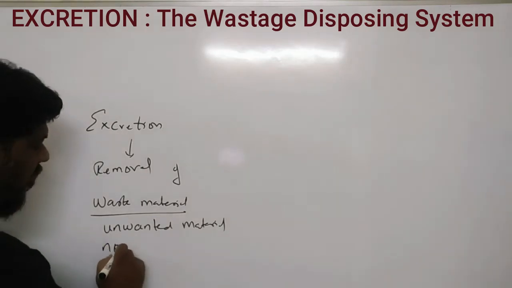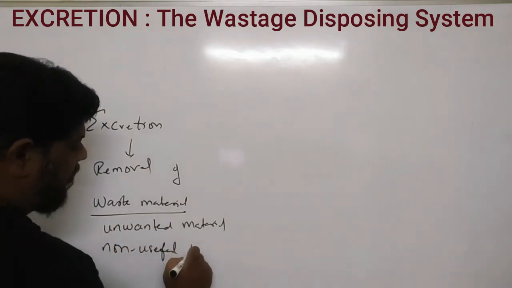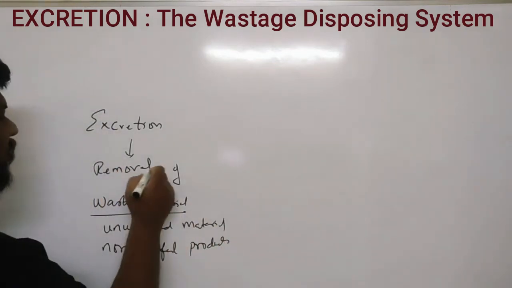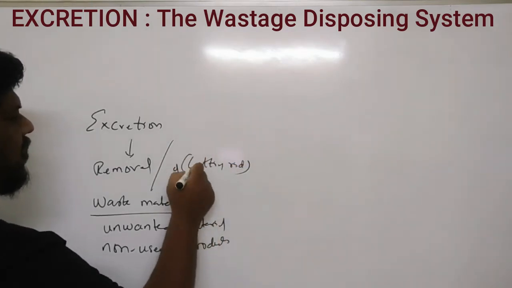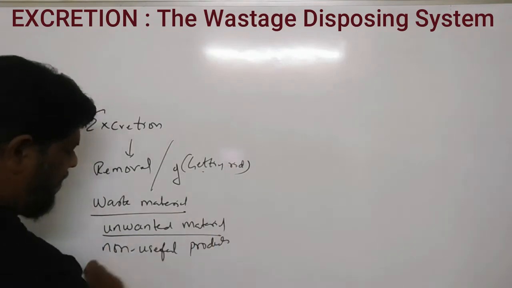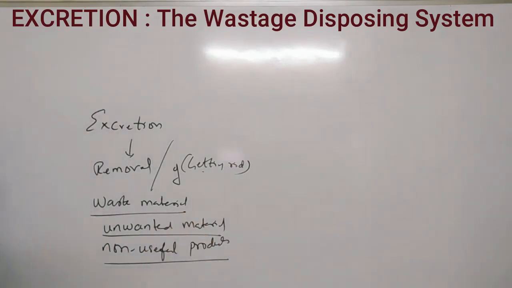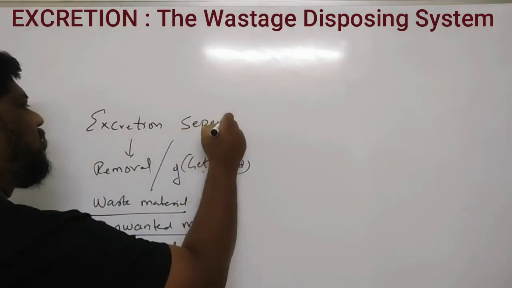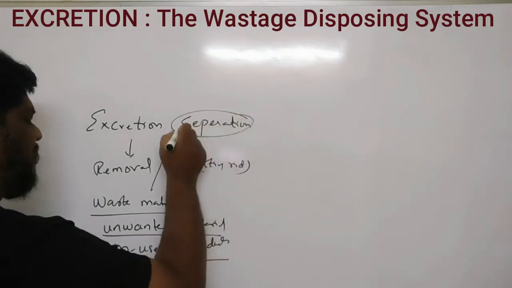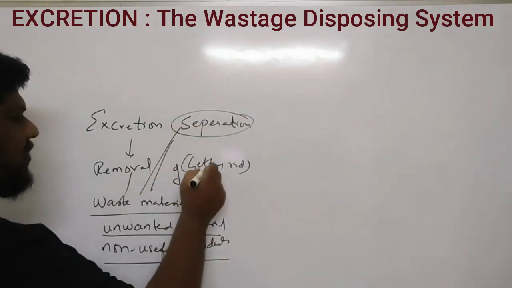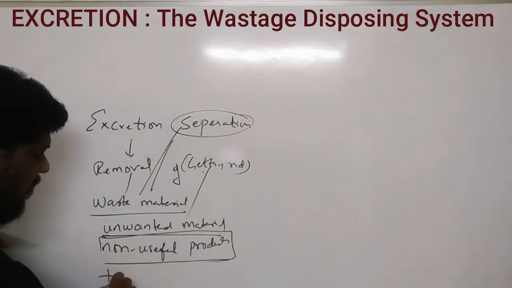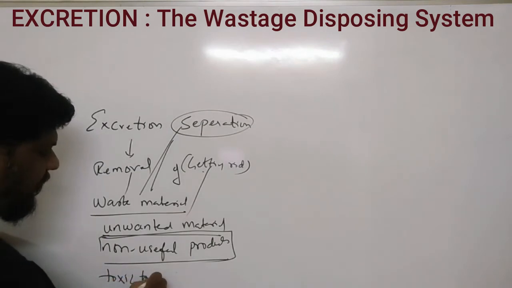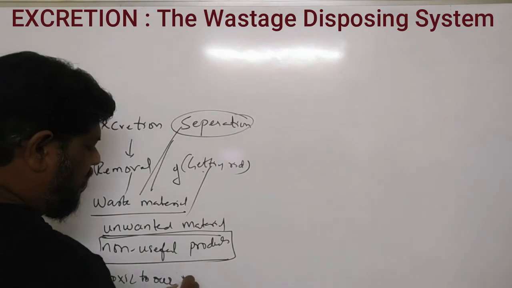Otherwise you can say non-useful products. So removal in the sense here means getting rid. Getting rid of the unwanted material or non-useful products from our body, or you can say separation. You can also use the word separation. So separation of the waste materials, removal of the waste materials, getting rid of the waste materials which are not at all useful to our body, or else which are toxic to our body, which may become poisonous to our body.